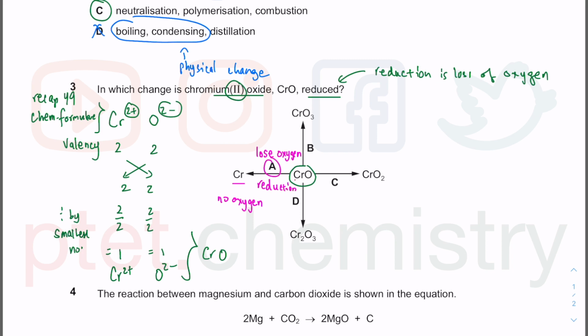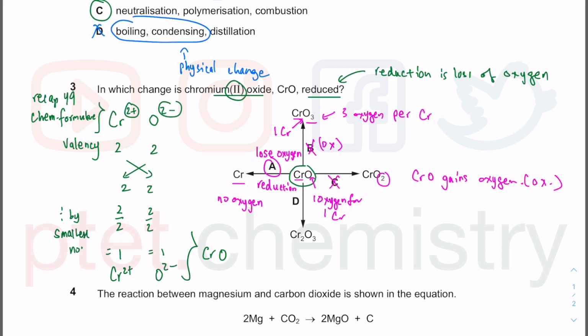How about B? You have 1 chromium, you have 1 chromium. You have 1 oxygen, and then 3 oxygen, and this is also for 1 chromium because the number at the bottom is not showing. So this is 3 oxygen per 1 chromium. So this is going to be oxidation, so B cannot be the answer. If we look at option C, 1 chromium and 1 chromium, but 1 oxygen becomes 2 oxygen. So CrO gains oxygen to give you CrO2. This is going to be your oxidation. Again, cannot be the answer.